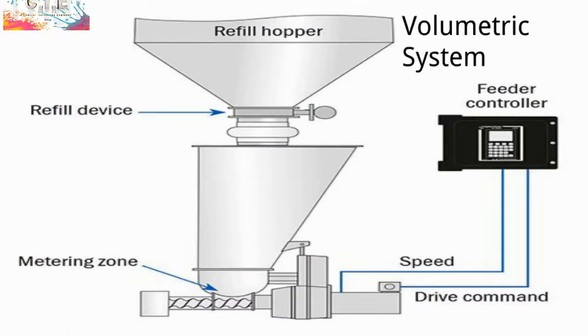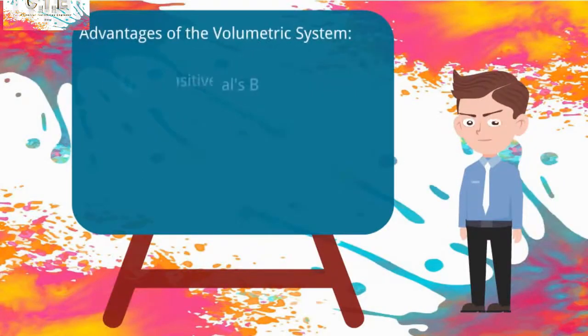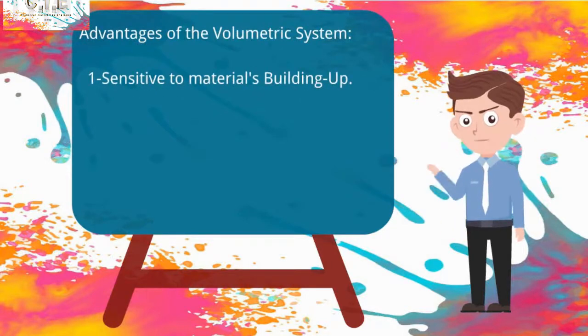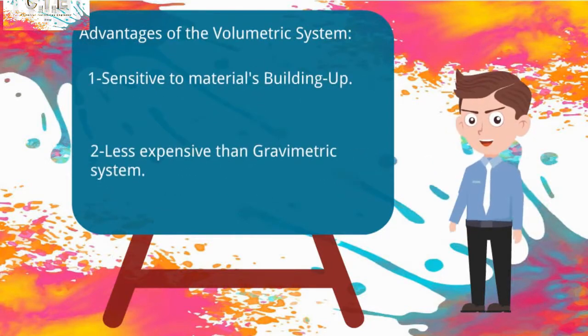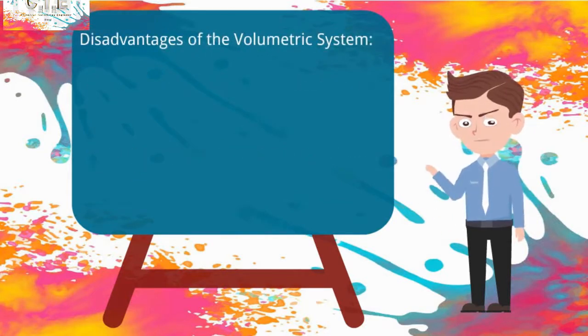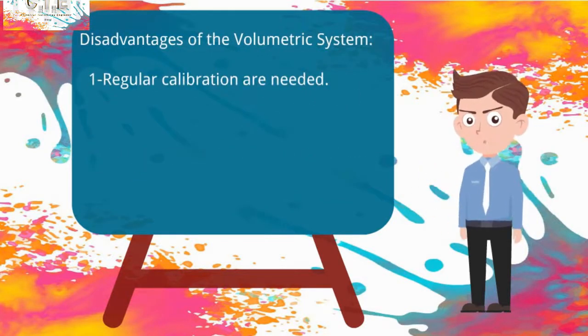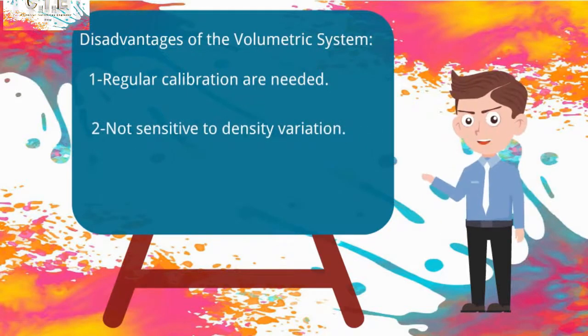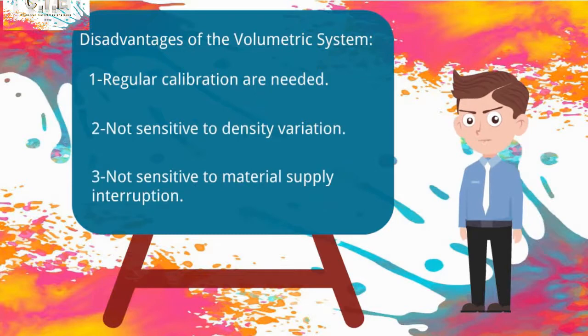Whereas the volumetric system uses the volume as a measurement unit. Its advantages: sensitive to materials building up and less expensive than gravimetric system. Whereas the disadvantages: regular calibration is needed, not sensitive to density variation, and not sensitive to material supply interruption.